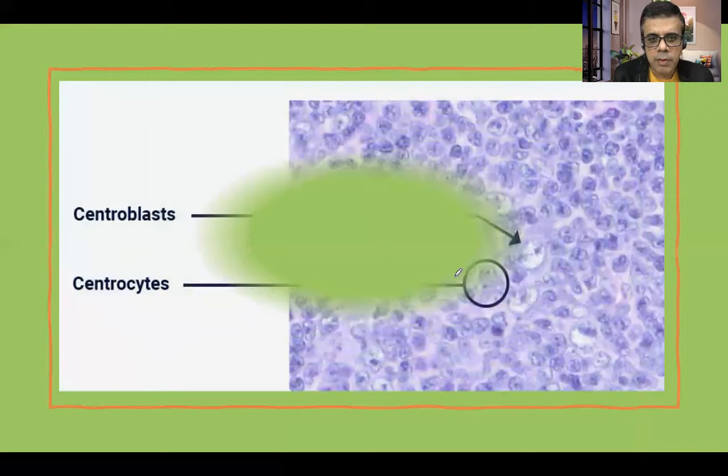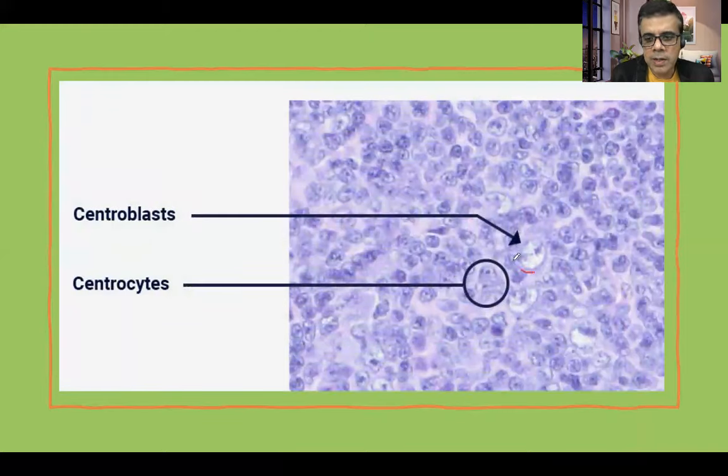Coming to the high power view, here you can see the very large cells with open chromatin pattern and a single nucleolus. This is a centroblast. And here you can see the centrocytes, the cleaved cells with cleaved nuclear membrane. These smaller cells are known as centrocytes. So the larger cells with open chromatin and non-cleaved pattern are known as centroblasts, and the smaller cells with cleaved nuclei are known as centrocytes.